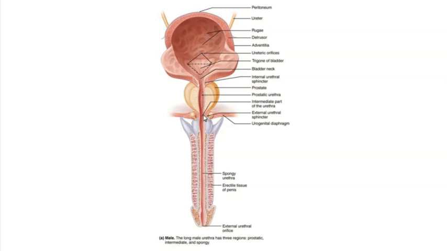As the urethra passes through the urogenital diaphragm here, the urethra becomes the intermediate or membranous part of the urethra. And then the remaining length of the urethra makes its way through the erectile tissue of the penis, and so it is called the spongy or penile urethra. Finally, before terminating at the external urethral orifice.